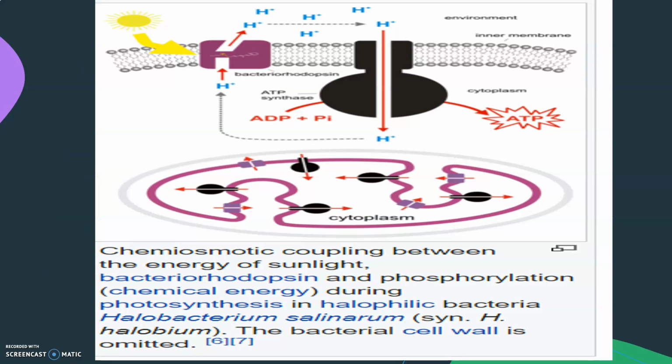This is the picture of oxidative chemiosmotic coupling driven by the energy of sunlight. This is the sunlight, and this is the bacteriorhodopsin pigment. This is the ATP synthase. In the cytoplasm, ADP plus Pi forms ATP. These are the H plus ions. This ATP synthase releases H plus ions. These are seen in certain bacteria such as photosynthetic bacteria.